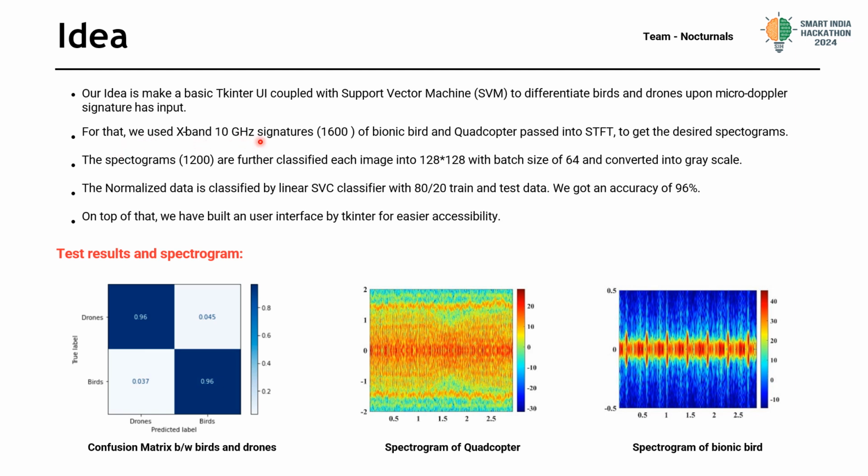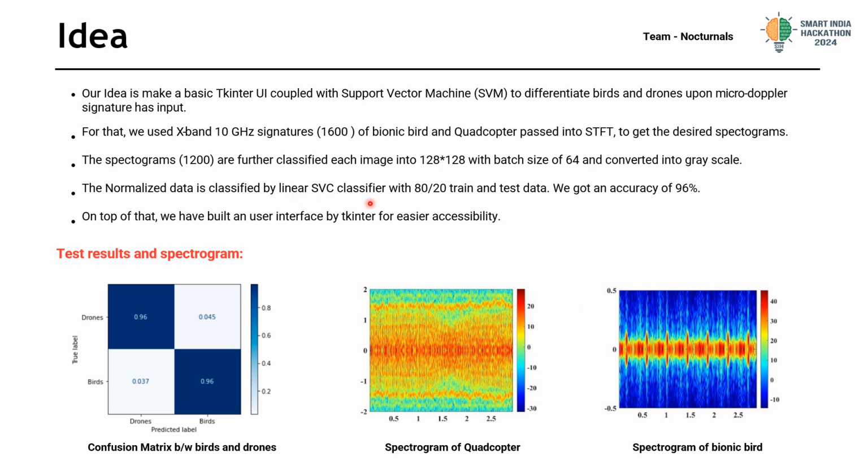For that, we are using 10 gigahertz signatures, 1600 images of a bionic bird and a quadcopter, and passing them into STFT. Let me explain what it is further. These spectrograms are further resized into 128 by 128 images with a batch size of 64. We get 15 epochs with a batch size of 64, and we will train 15 epochs one by one so that we get higher accuracy.